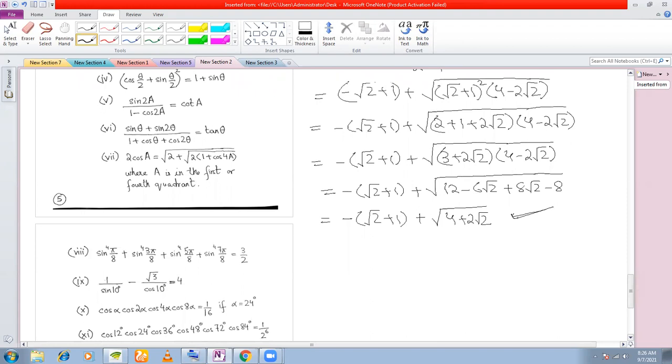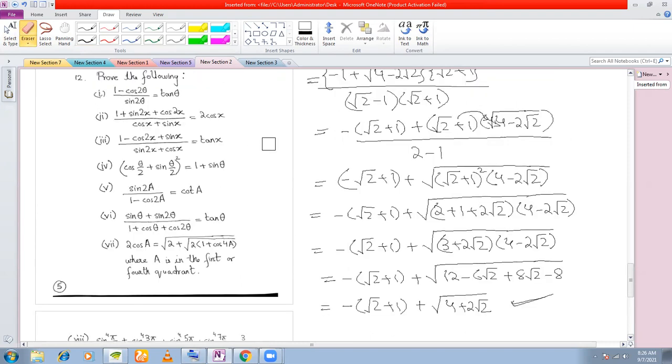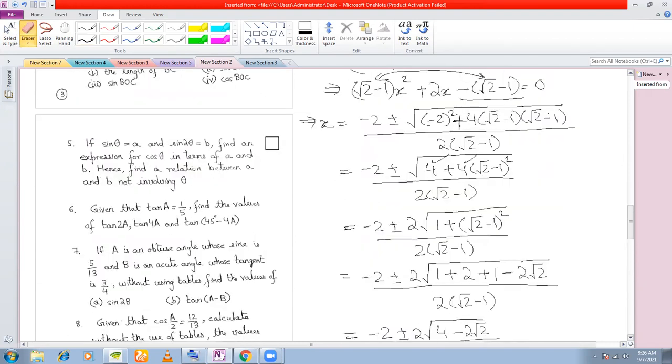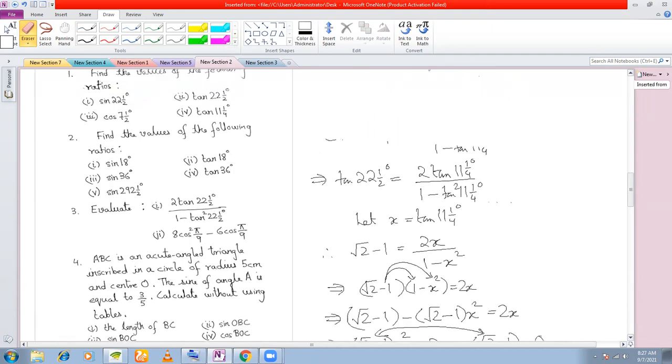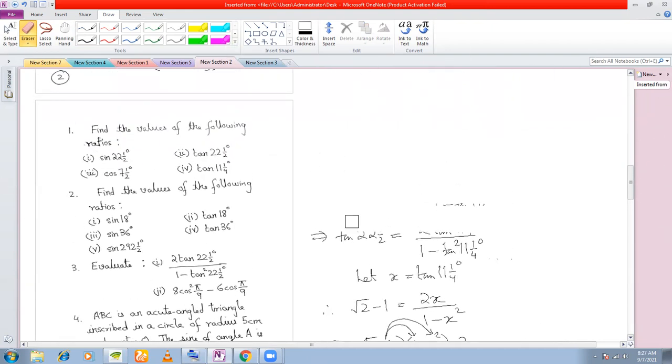Okay. Next we come to the next problem. Any question on this problem here? No, sir. Then we can move on to the next problem, which is to find sine 18 degree. Now sine 18 degree is an important ratio. In fact, you are supposed to remember sine 18 also.